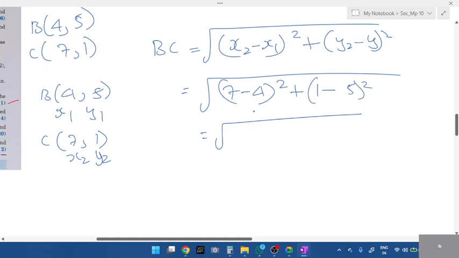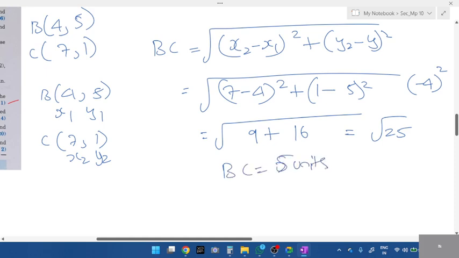What's the answer, students? 9 plus. Tell me, Naomi. Let Naomi answer. Naomi, what's the answer for this? 1 minus 5 is minus 4. What is minus 4 the whole square? Okay, 9 plus 16. The answer is 5 units. Understood? Okay.